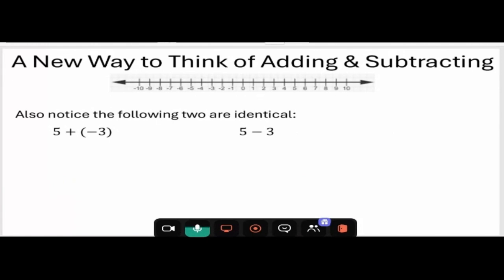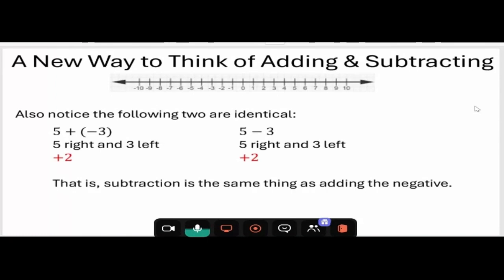Also, an important little thing that will come up from time to time is that 5 plus negative 3, what does that say? That says 5 to the right and 3 to the left, positive 2. This also says 5 to the right and 3 to the left, positive 2. Both of them say the same thing. So in other words, subtracting is actually just adding the negative. Subtracting and adding the negative are the same thing. They both say, in this case, go 5 to the right and 3 to the left.